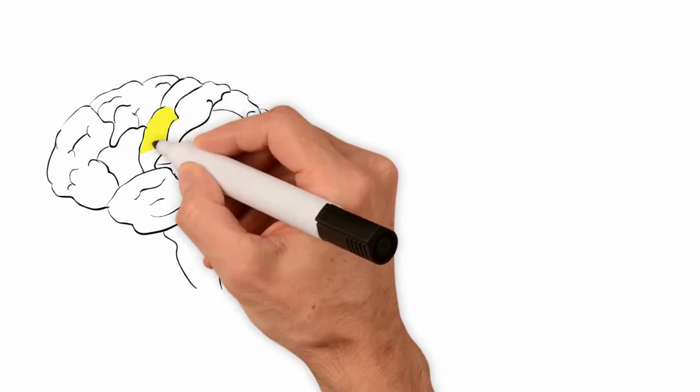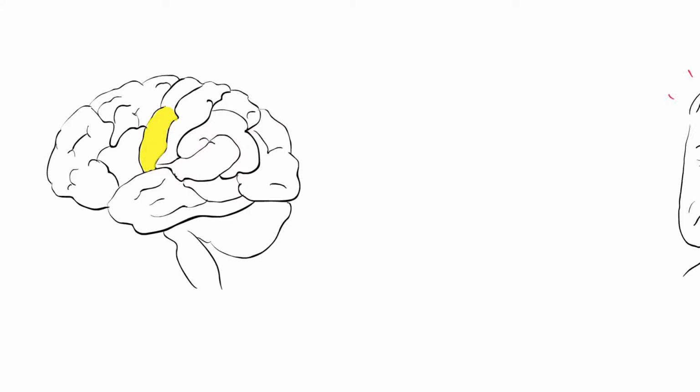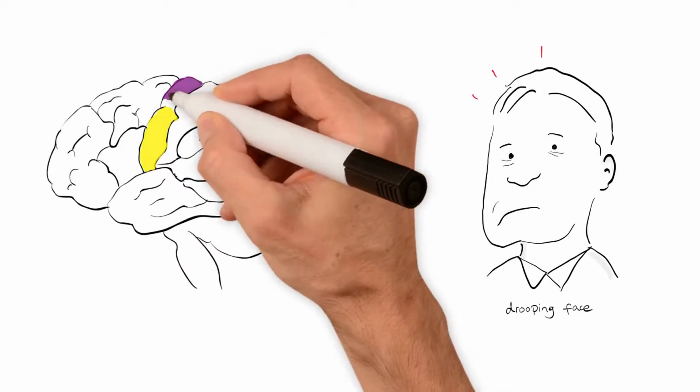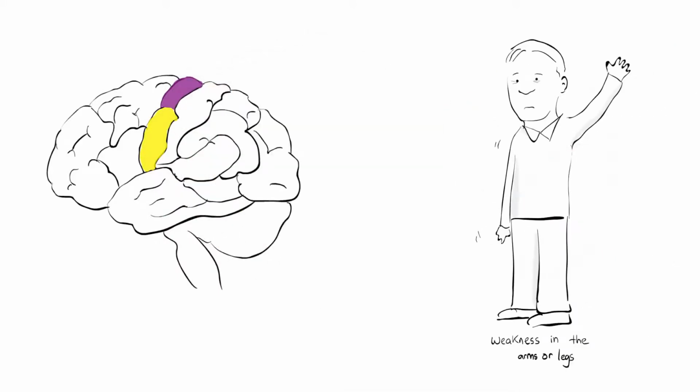Facial droop is asymmetry of the face due to this part of the brain being affected. Arm weakness is due to the reduction of muscle strength. This is closely linked with which hemisphere of the brain is being affected, as the right side controls the left side of the body and vice versa.